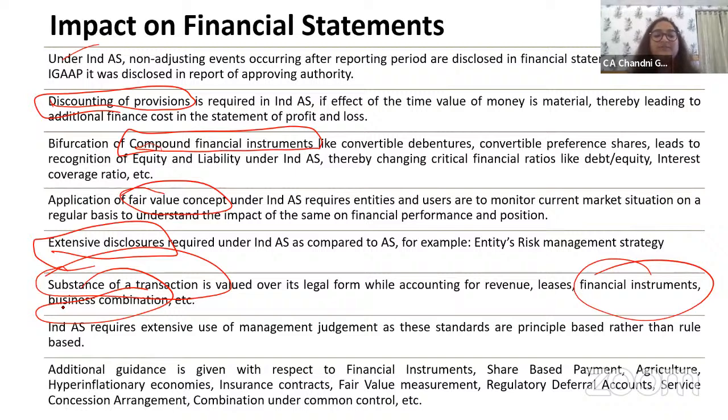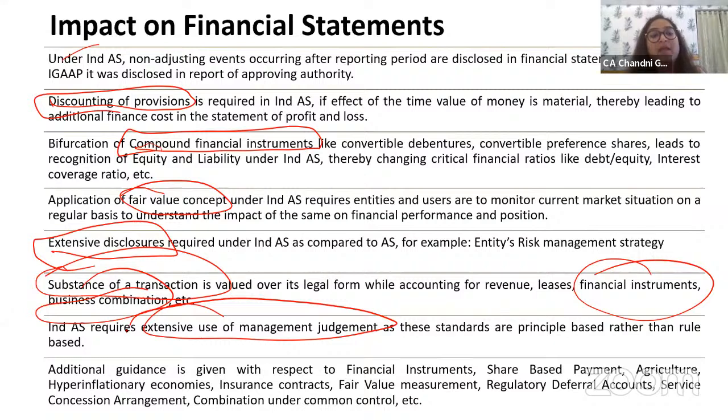So basically the substance over form is ruling the Ind AS regime, and the transactions and the accounting are actually showing that the substance is being valued over the legal form. Right. Then obviously the extensive use of management judgment, because these standards are principle based and not rule based, as sir has also explained. And management is now required to monitor the environment, the industry, the economic environment and everything.